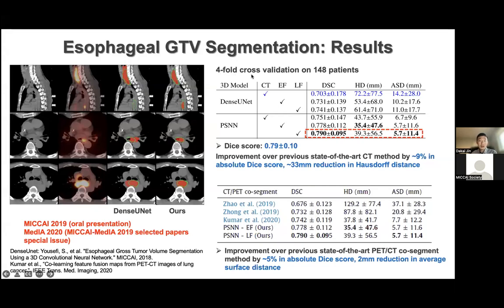When they cross-validated on almost 140 patients, they demonstrated that both the early fusion and the PSN networks have some improvement over the previous leading methods at that time. They also compared with other PET-CT co-segmentation methods, especially Kumar 2020. This two-stream fusion work also has a clear improvement in the Dice score and a reduction in the average surface distances.